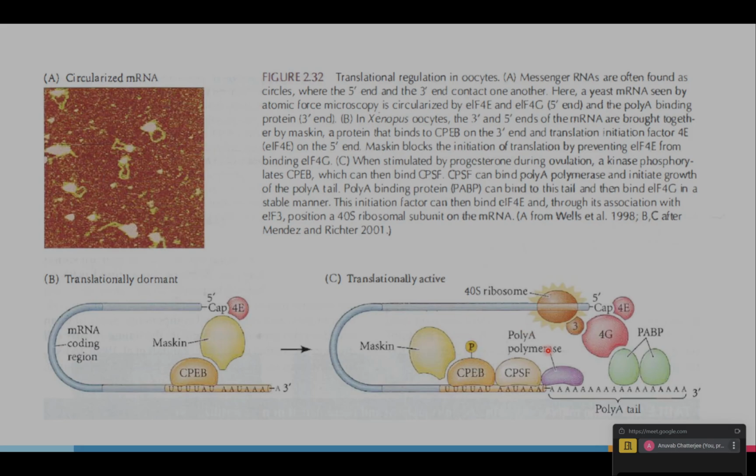So in this case, the poly-A tail is being added in the cytoplasm, and once the poly-A polymerase starts adding the A tail, this is recognized by the protein PABP, poly-A binding protein. And once poly-A binding protein binds to the poly-A tail, it recruits 4G, which interacts with 4E, and which in turn gets the ribosome to bind and then start translating down the mRNA. So maskin bound mRNA prevents any translation. Whenever PABP binds, it removes maskin and then you have translation.